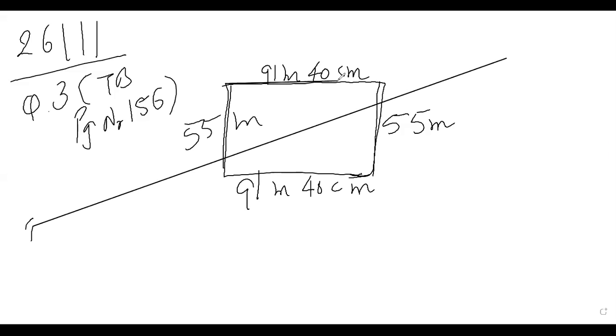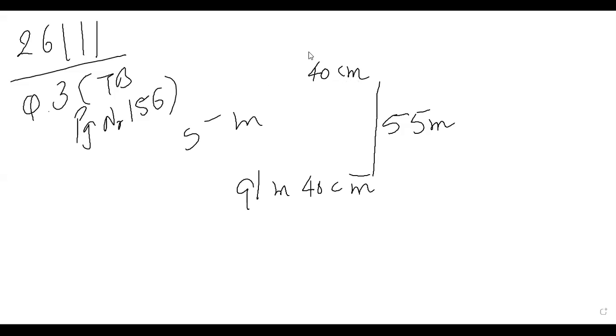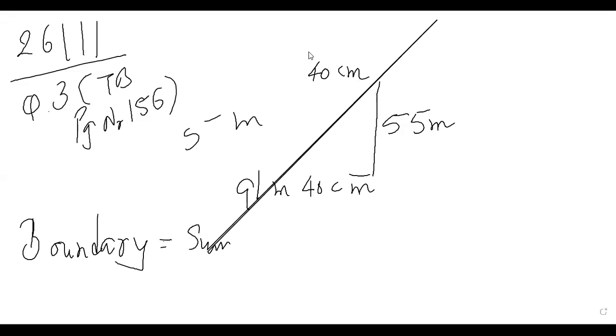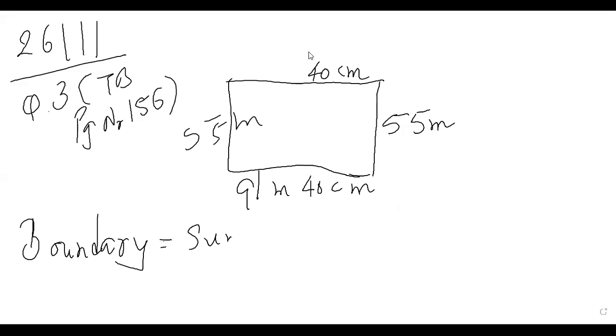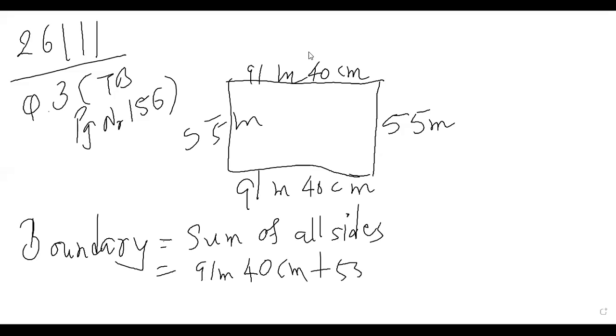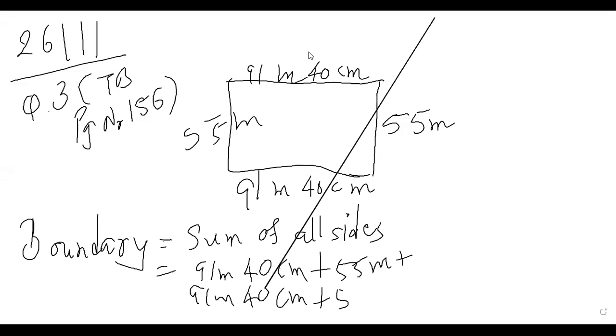So what is a boundary? Boundary is perimeter. Perimeter is the sum of all sides. So this is 91 meters here: 91 meters 40 centimeters plus 55 meters plus 91 meters 40 centimeters plus 55 meters.